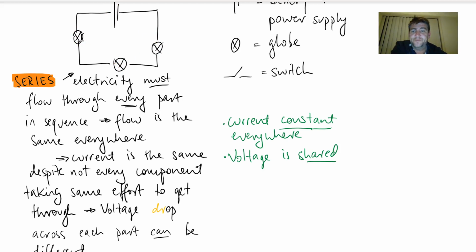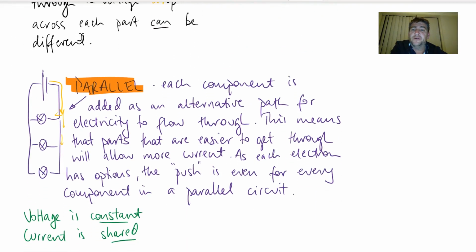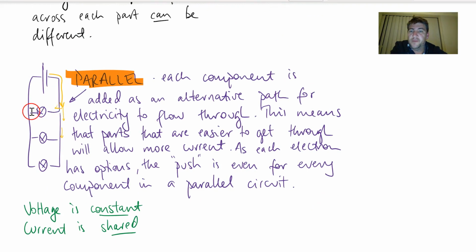With a parallel circuit, you can see this is what I mean by piggybacked on. So we have one bit there, and then the other bit is put on there, and then the other bit is put on there. Each component that you add is basically an alternative path for the electricity to flow through.